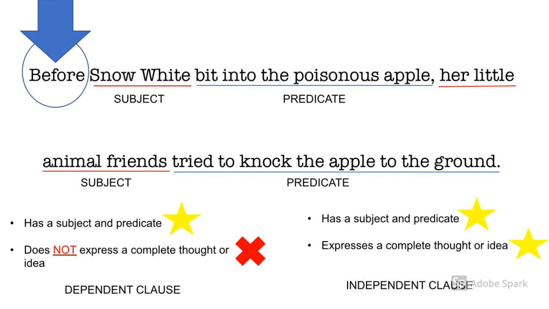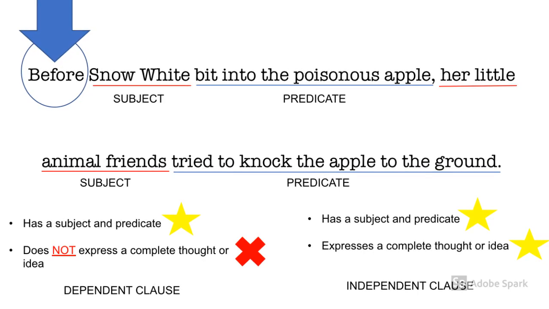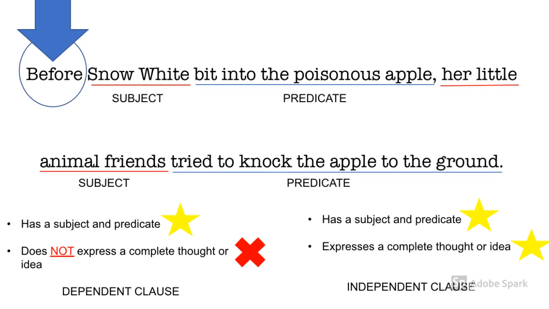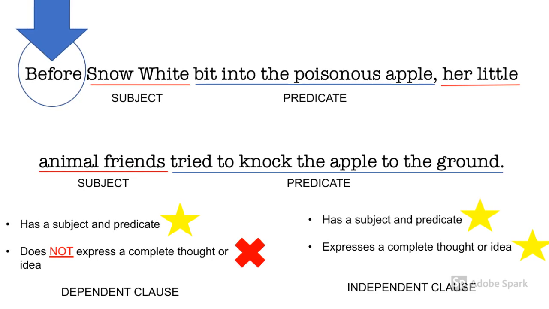We know the first part of the sentence is dependent because even though it has a subject and a predicate, the word before leaves us wanting for more information. And we know the second half of the sentence is an independent clause because it has a subject and a predicate, but it can still stand on its own without that first part of the sentence. It expresses a complete thought.